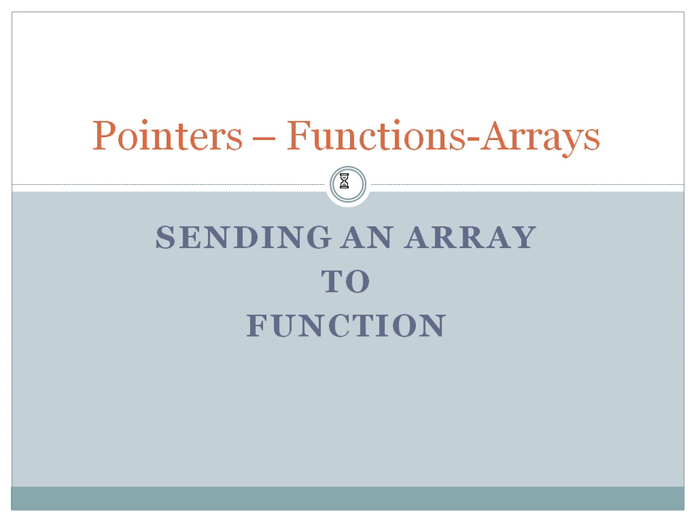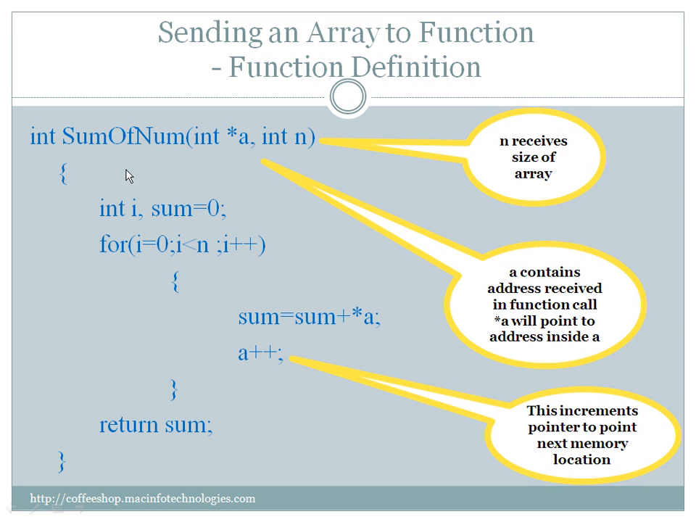We'll see in this video how to send an array to a function. We will use pointers for sending an array to a function. So we have defined a function here which has a return type int and two input parameters, star a and n, both of type int. The first one is the pointer.